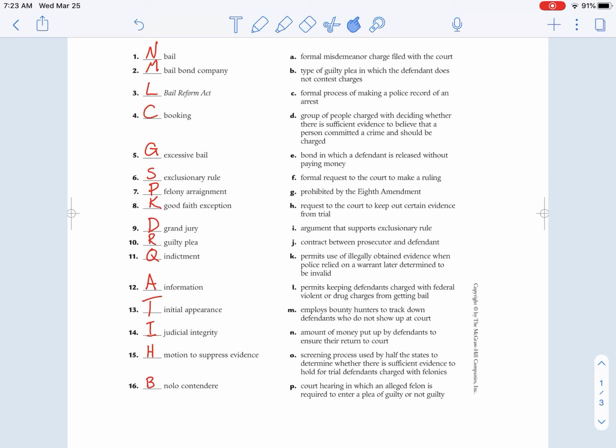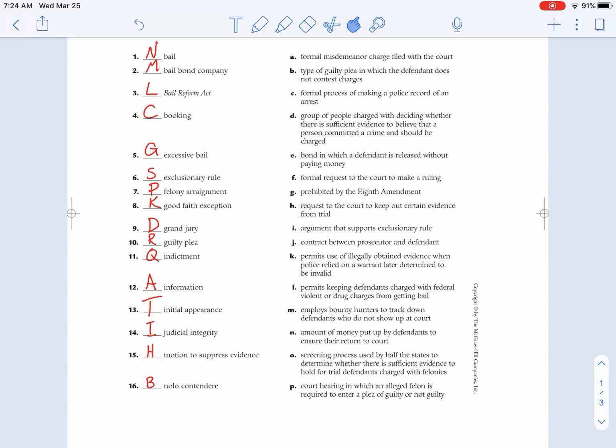15, motion to suppress evidence is H, request to the court to keep out certain evidence from a trial. So maybe the defense wants something to be not included because it was obtained illegally, or it was more prejudicial than probative, basically meaning that the value of the evidence is only meant to try to sway the jury, and it doesn't have any actual real value. So, lots of reasons why somebody will want to suppress evidence.